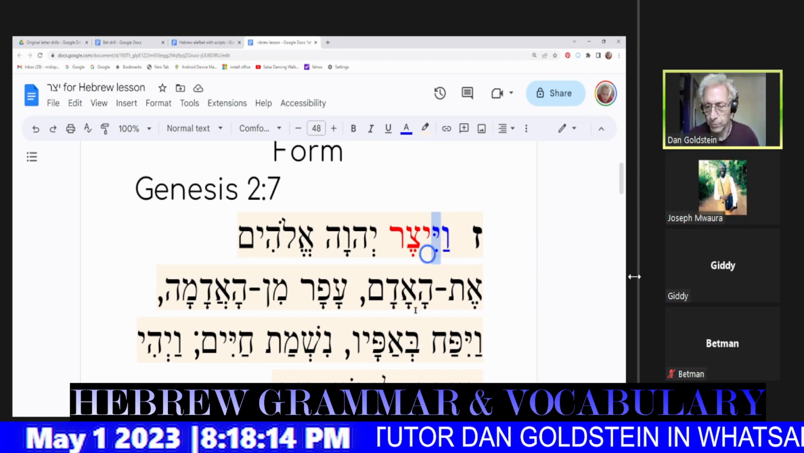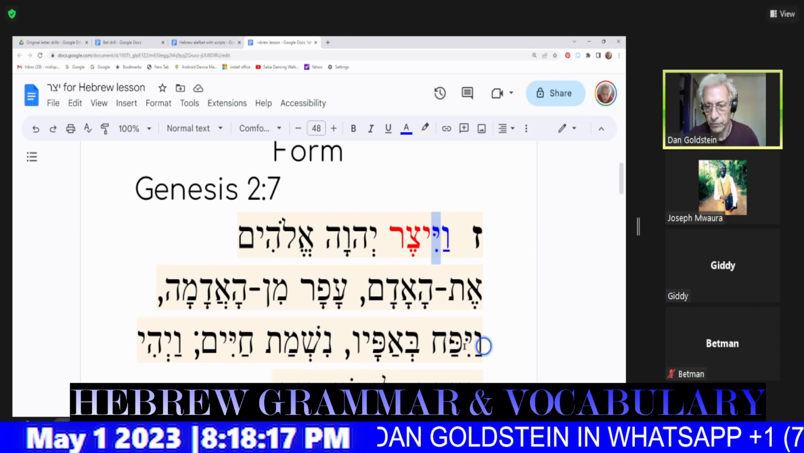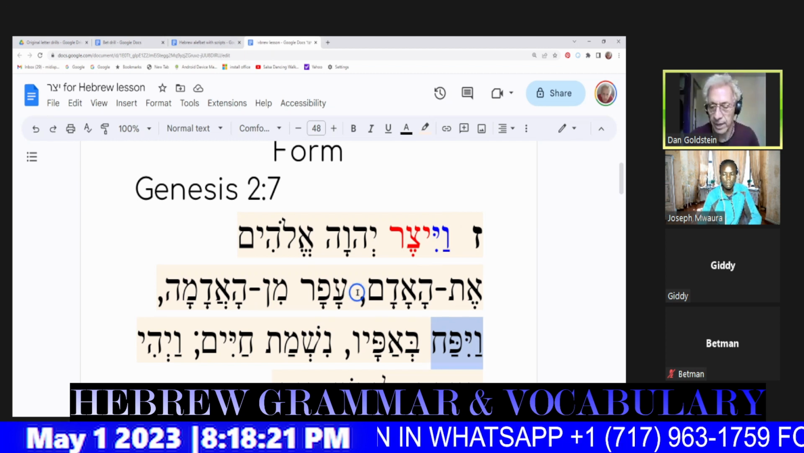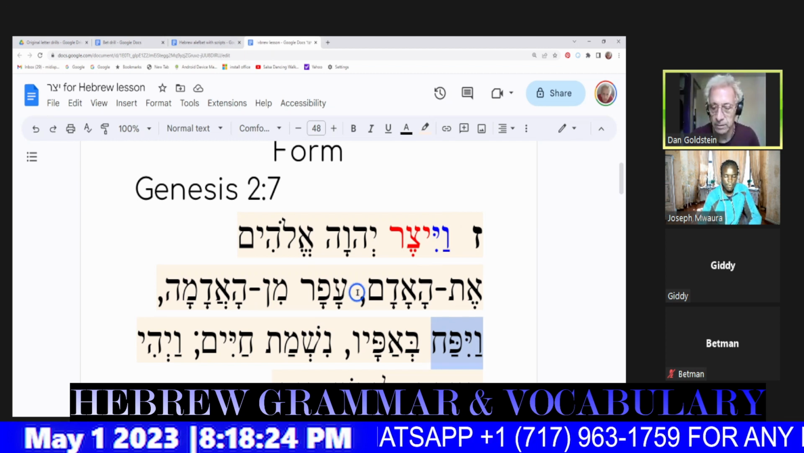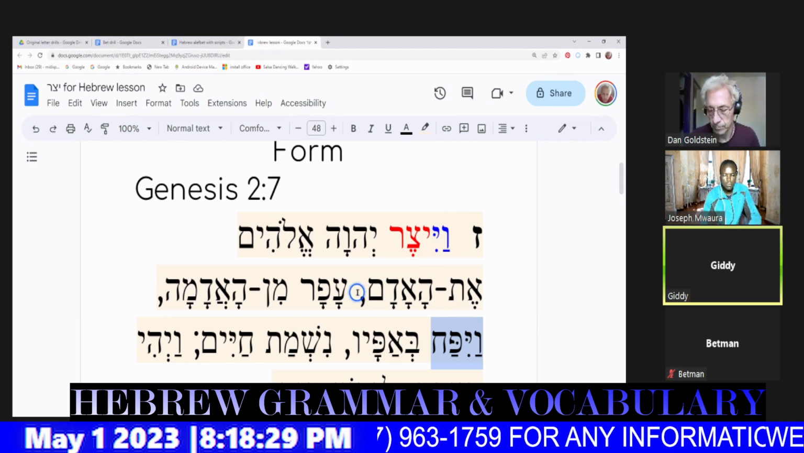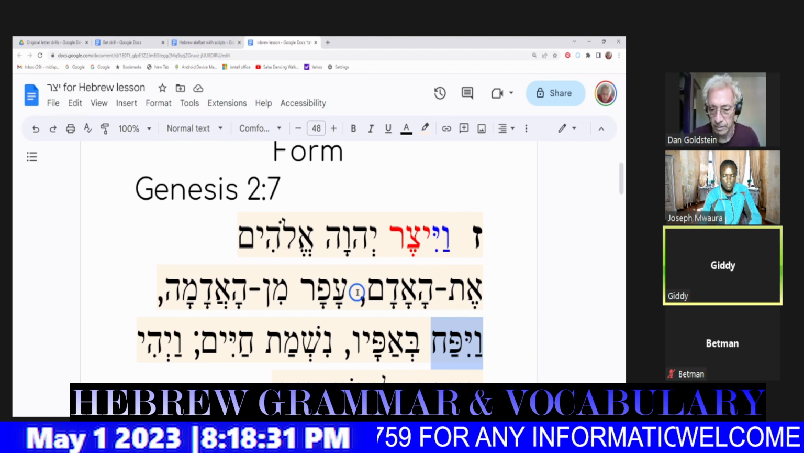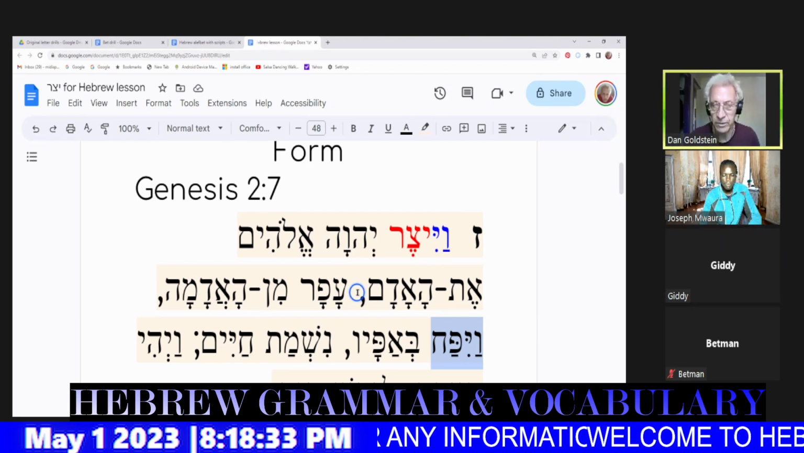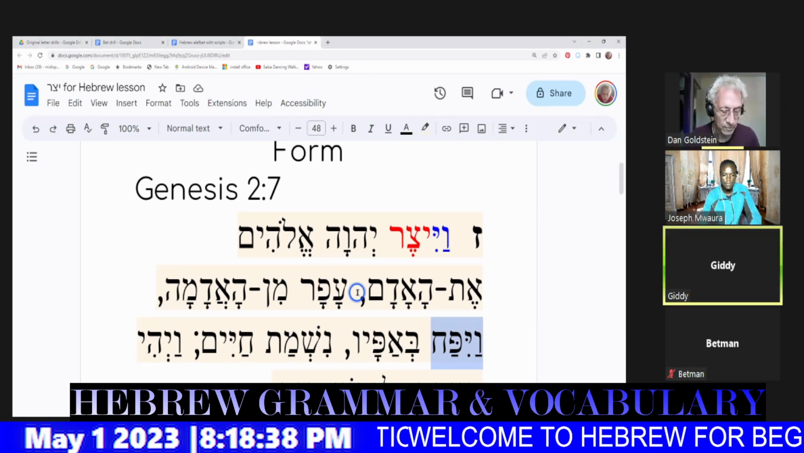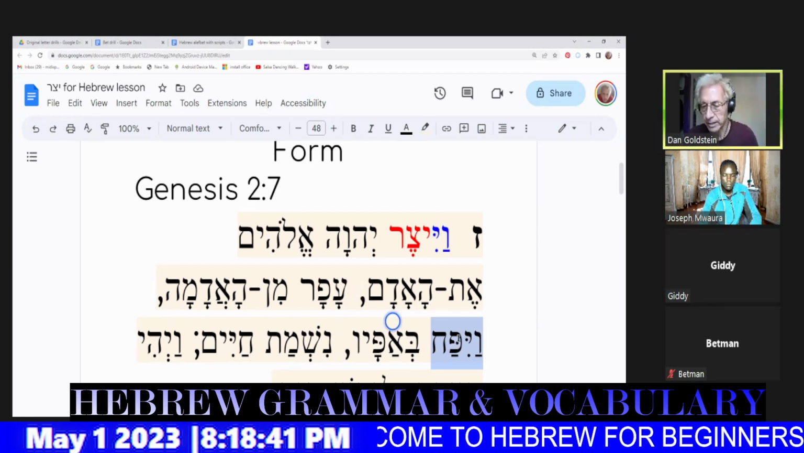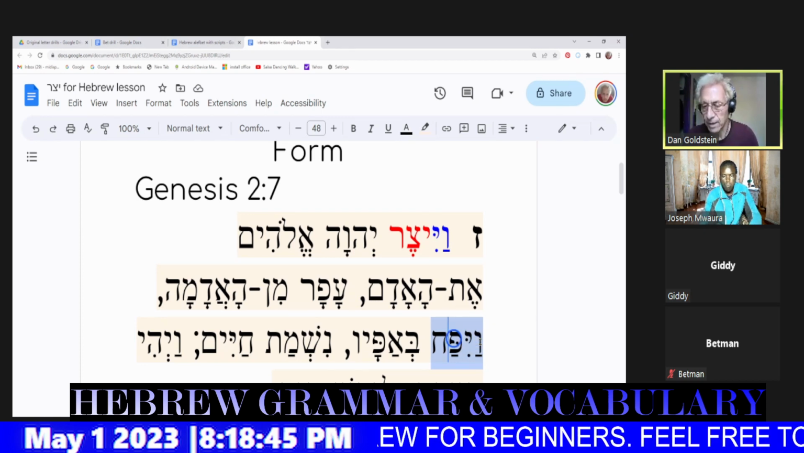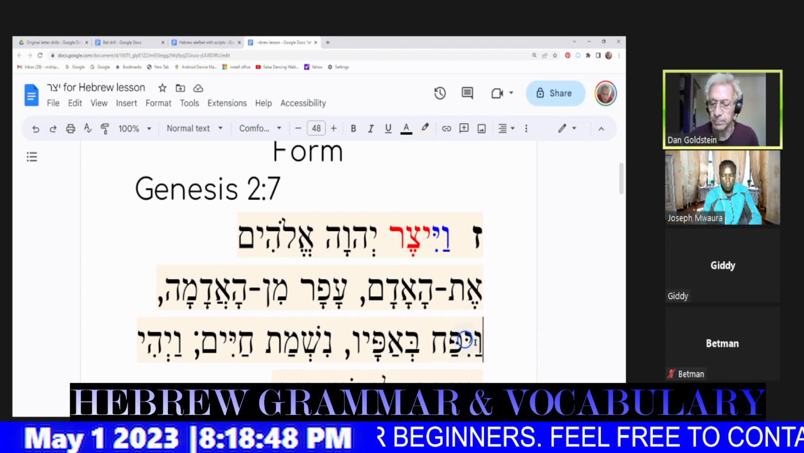For example, in the third line, you see this word. Can you read that one for us, Gideon? The word that I highlighted in bold. Vayipach. Right, let me hear that chet. Vayipach. Nice. Now, if we just had yipach without the vav, it means he will blow. Vayipach means he blew in the past tense.